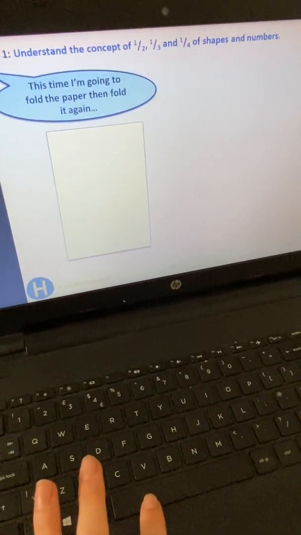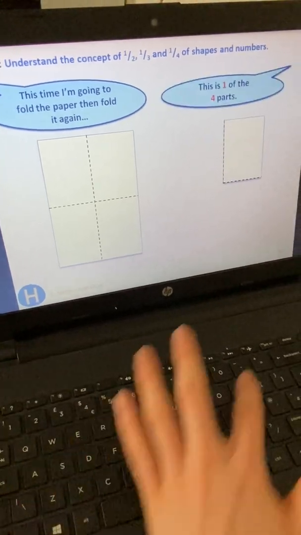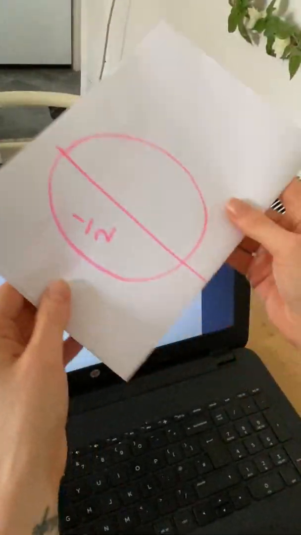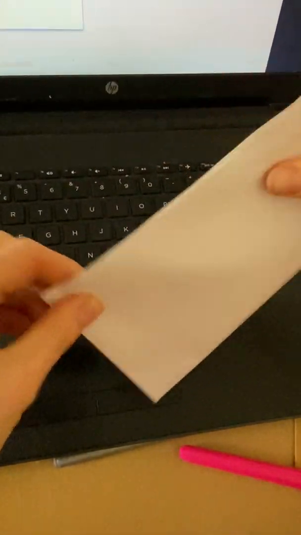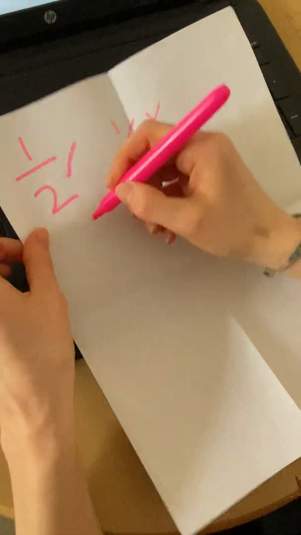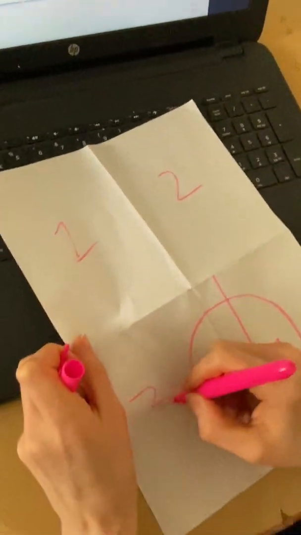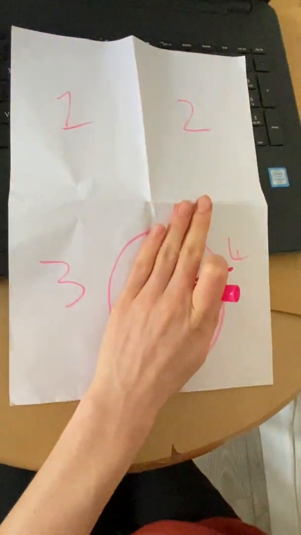This time I'm going to fold the paper, then fold it again. So you've got your bit of paper here. You're going to fold it like we did, like that, and then we're going to fold it again. And that, make sure your edges are as close as you can get them. And then when we open it up, you should have 4 parts. Can you see? Part 1, part 2, part 3, part 4. 4 parts, okay? 4 equal parts.